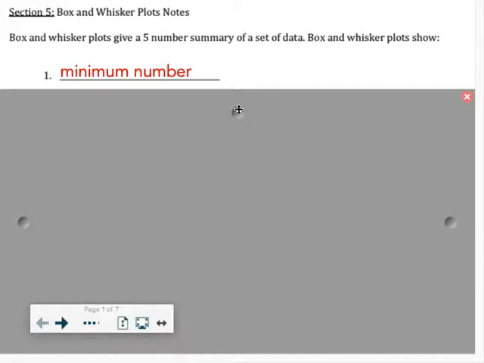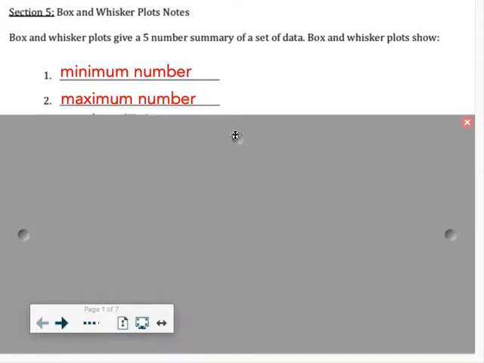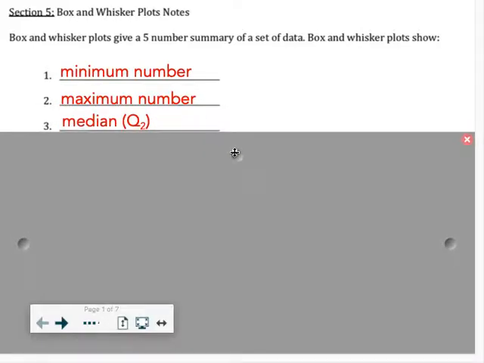Number 1 is the minimum number, so the smallest number in the data set. Number 2, you get the maximum number in the data set. Number 3, you get the median. It's also known as Q2, with the 2 as a subscript next to the Q. So Q2, or the second quartile. Q stands for quartile.